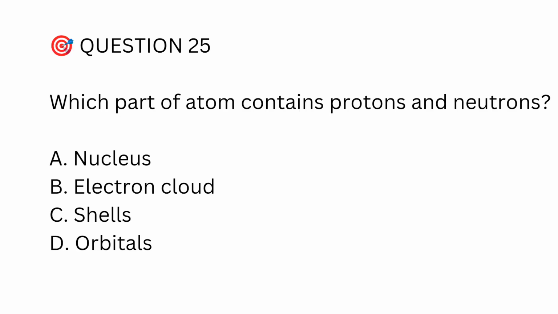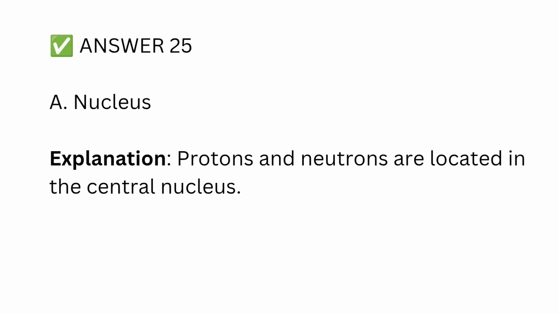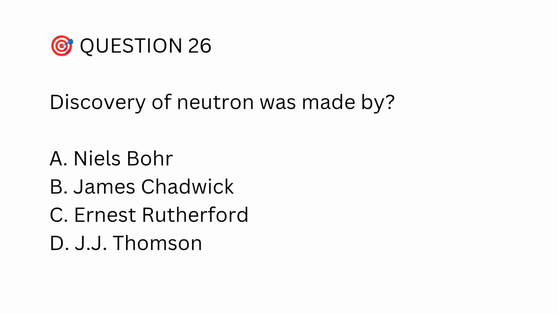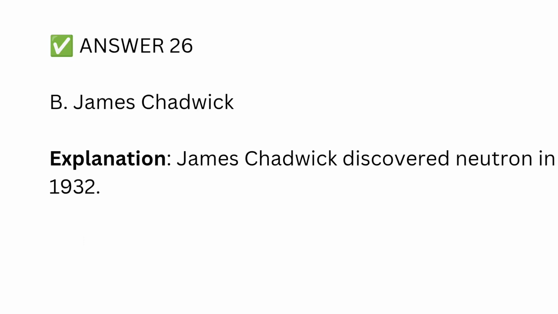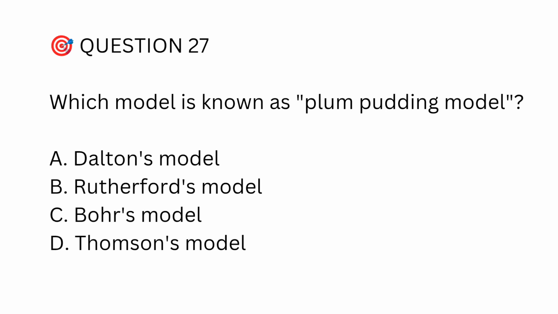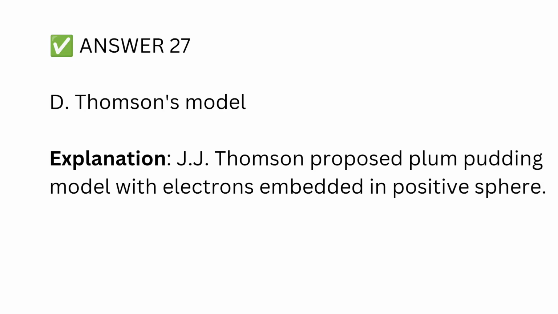Which part of atom contains protons and neutrons? The answer is option A, nucleus. Discovery of neutron was made by. The answer is option B, James Chadwick. Which model is known as plum pudding model? The answer is option D, Thomson's model.